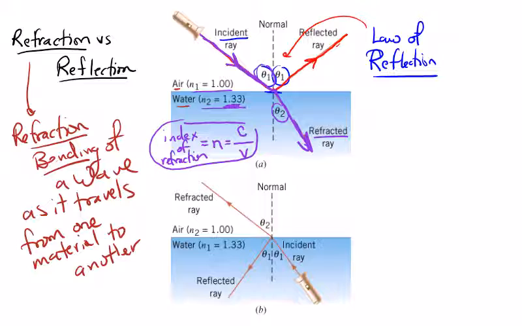Now, the reason that's important is there's a scientist by the name of Willebrord Snellius. He's a Dutch astronomer from 1580 to 1626, and he developed what is now known as Snell's law.